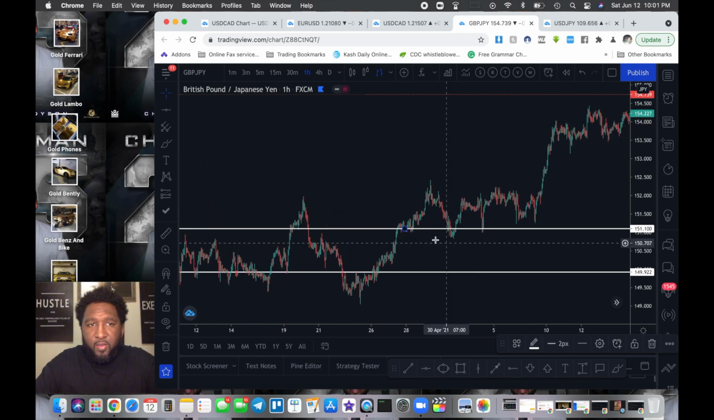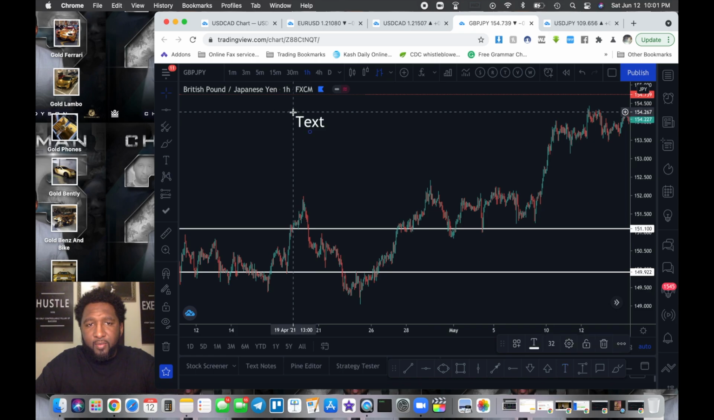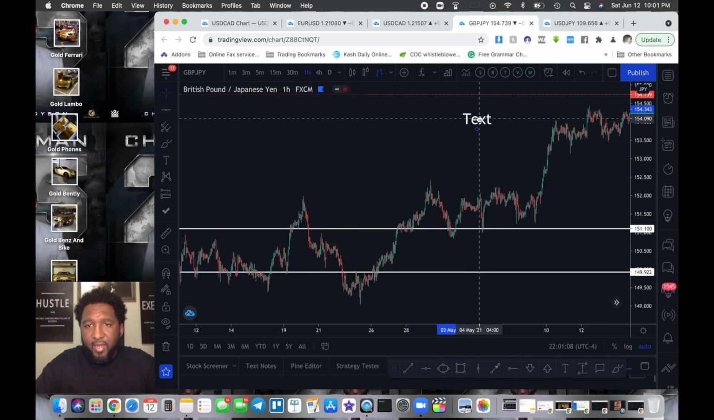So we're on another pair, GBP JPY. Once again, this is a JPY pair, has JPY in it.